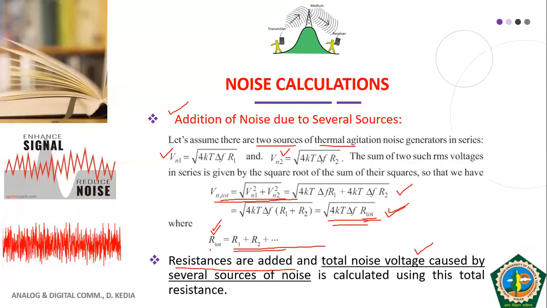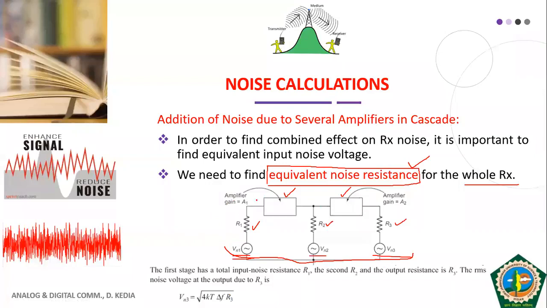You can call this R total, or equivalent resistance, also. So same kind of thing here. For this entire schematic, we want to find the equivalent noise resistance for the whole receiver, that we can substitute. So we will try to generalize this for many amplifiers in cascade. So how to do that?